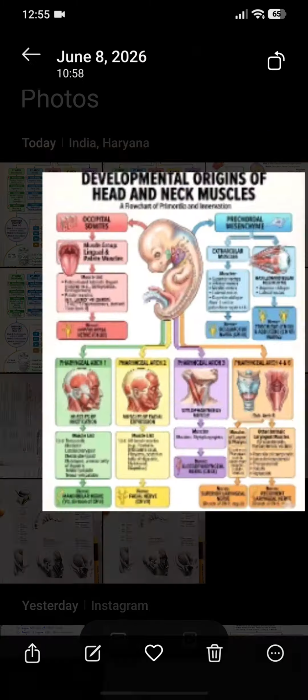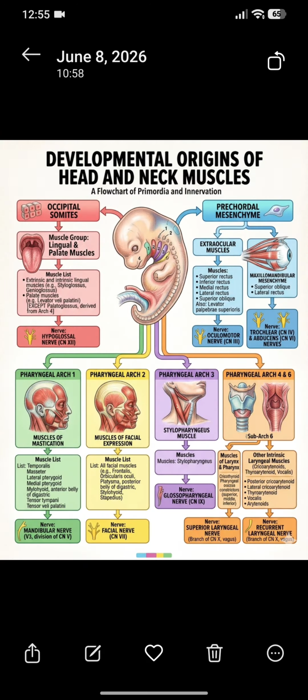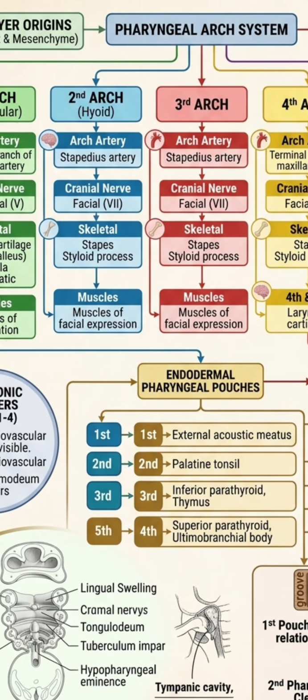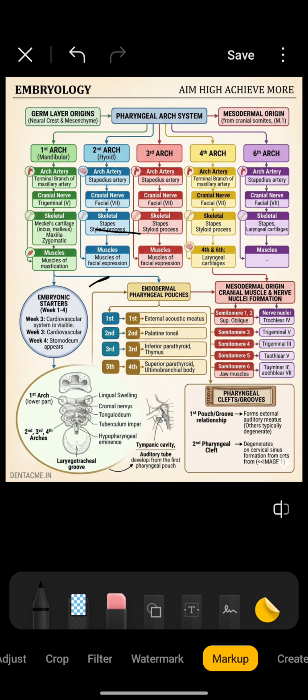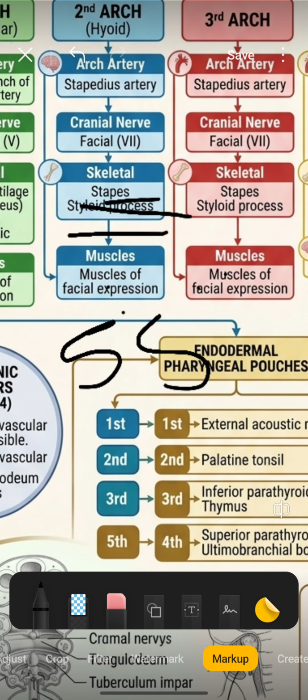Skeletal element derived from it, the mnemonic for this is 5S. I tell it. Stapes, styloid process. Please write it down. Stapes, styloid process. Stapes is the bone of the ear. Stapes, styloid process, stylohyoid ligament, smaller cornu of hyoid bone, upper body of hyoid bone.